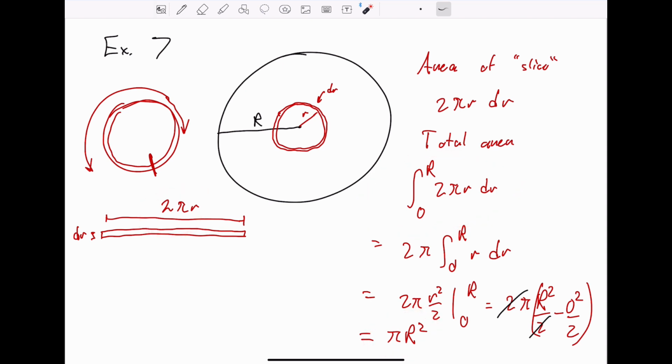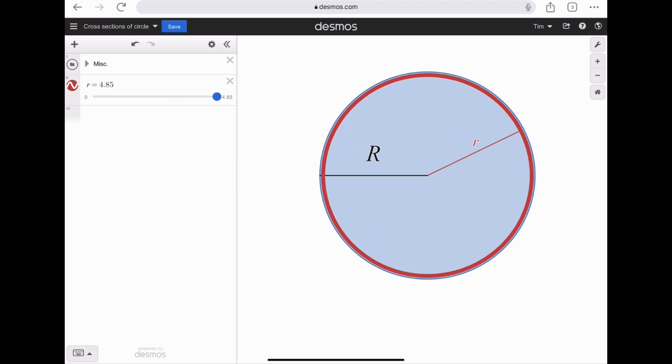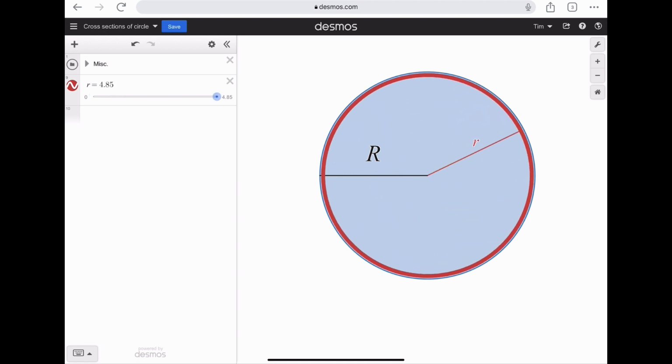Let's take a look at this in Desmos to see if we can visualize better what's going on here. So here we have our circle of radius r, and we're imagining taking concentric bands, something like this. So we're taking the area of all these red slices and adding up all the areas of these red slices, starting at a radius of 0, going all the way to the exterior of the shape. The limits of integration are from 0 to capital R, and all those slices added together give us the full area of the circle.